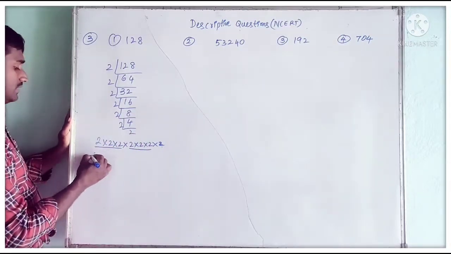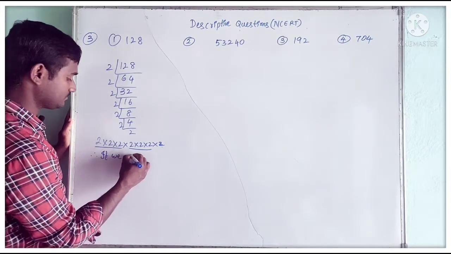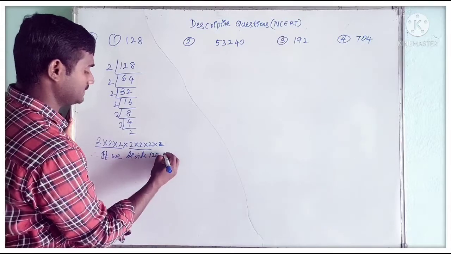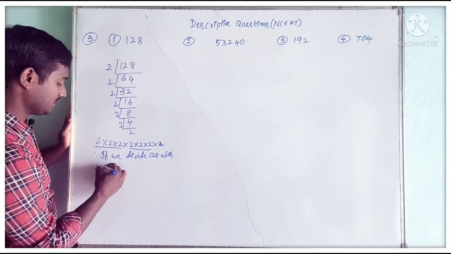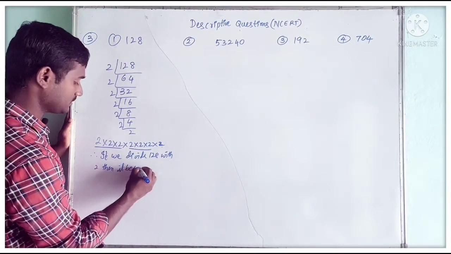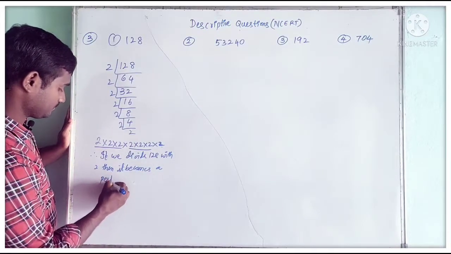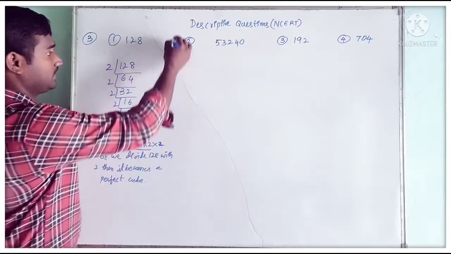Therefore, if we divide 128 by 2, then it becomes a perfect cube. Okay, next question.